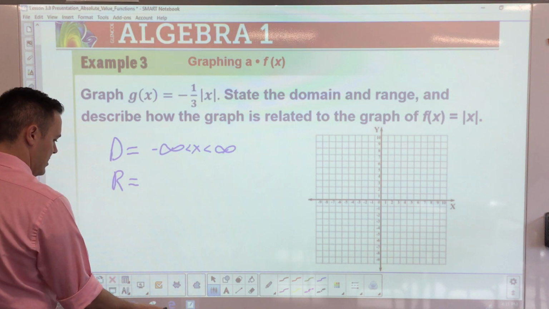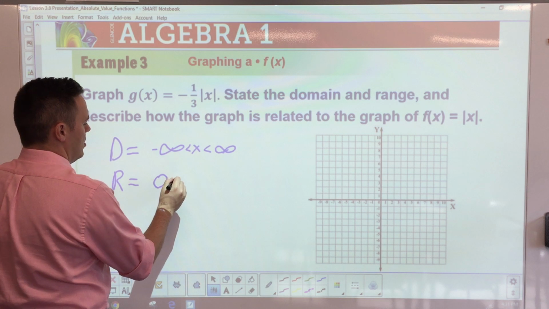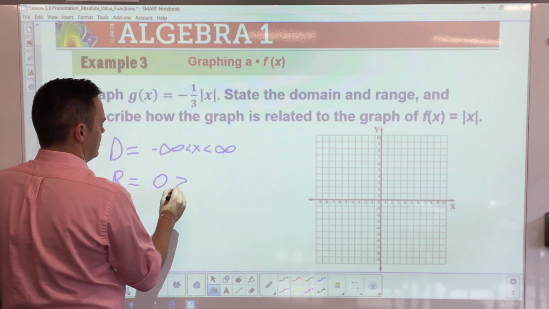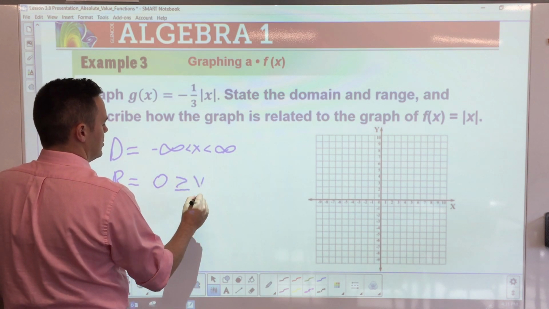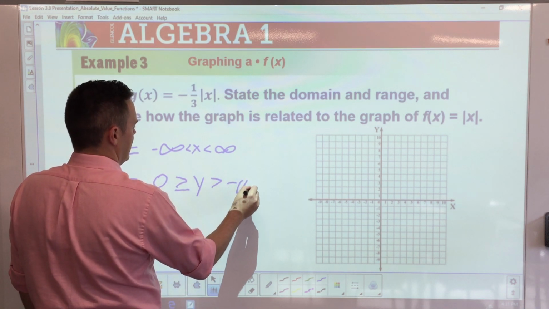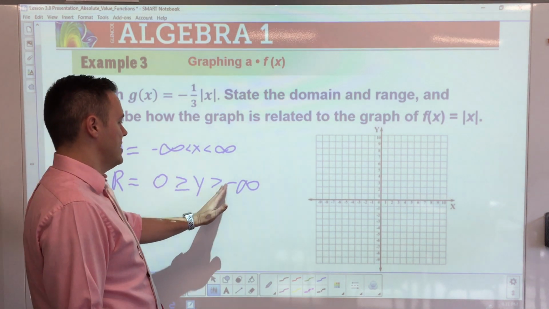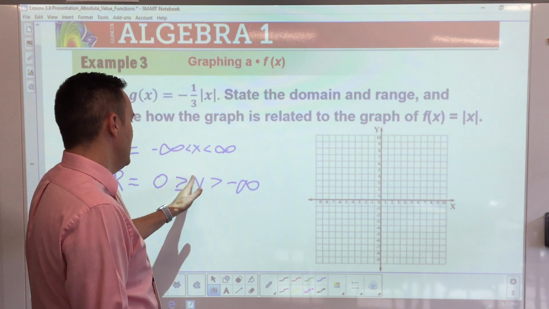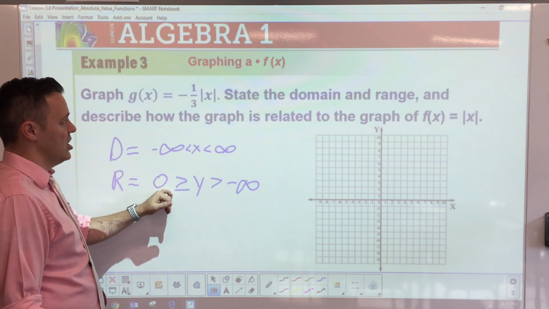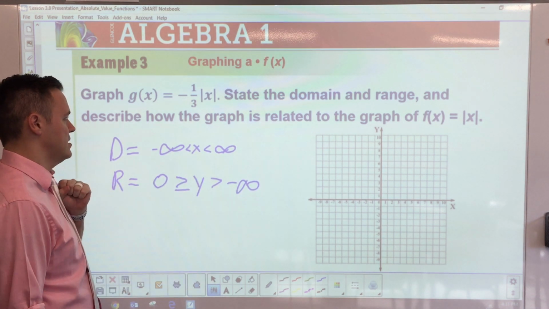What you would do is it would be y less than or equal to 0, and greater than negative infinity. Okay? So every y value is still going to be greater than negative infinity, but it's going to have to be stuck at 0. 0 is the greatest number. That's how you would write this.